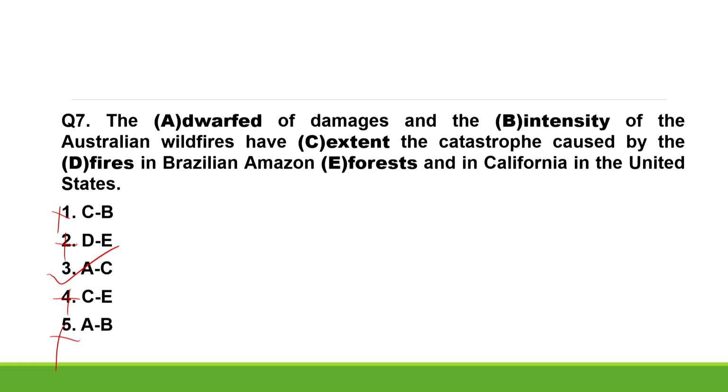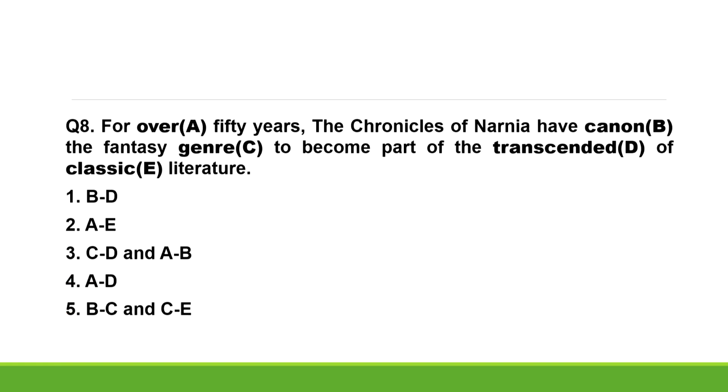So, for the sentence to be correct contextually, A and C need to be interchanged based on their meanings. So, the correct sentence after interchanging the words should be: the extent of damages and the intensity of the Australian wildfires have dwarfed the catastrophe caused by the fires in Brazilian Amazon forest and in California in the United States. Fine. Now, moving on, here is the next question. Solve it.